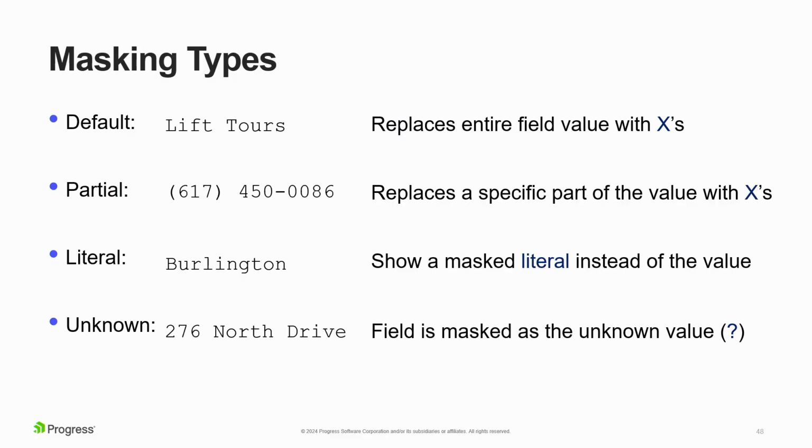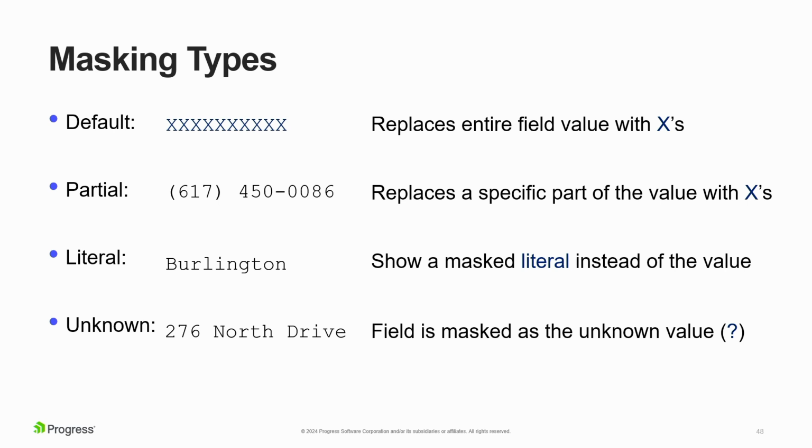You may have seen that you can apply different masking, and yes, you can apply different masking. There are different masking types for dynamic data masking: default, partial, literal, and unknown. By default, it replaces the whole entire field. So, for example, Lift Tours will be all X'd out.